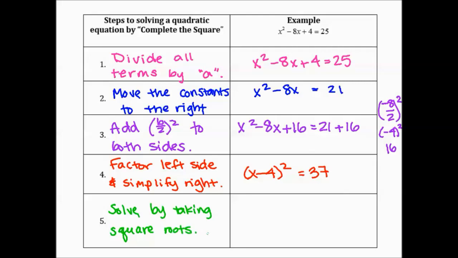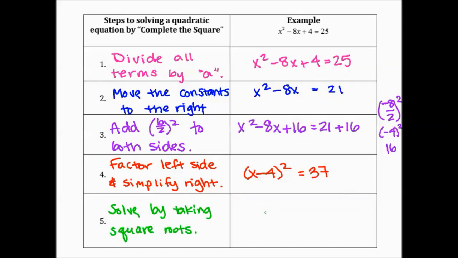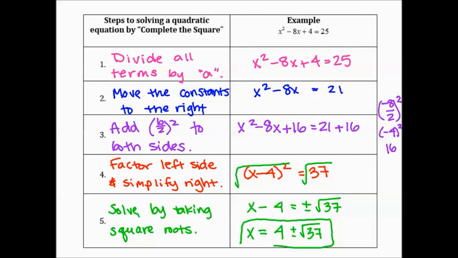And this is just like the problem that we did above, right here. So I'm going to take the square root of both sides, and that'll give me x minus 4 equals plus or minus square root of 37. 37 is a prime number, so we can't simplify that square root. Then I'm going to add 4 to both sides and get x equals 4 plus or minus square root of 37. And that's my final answer.